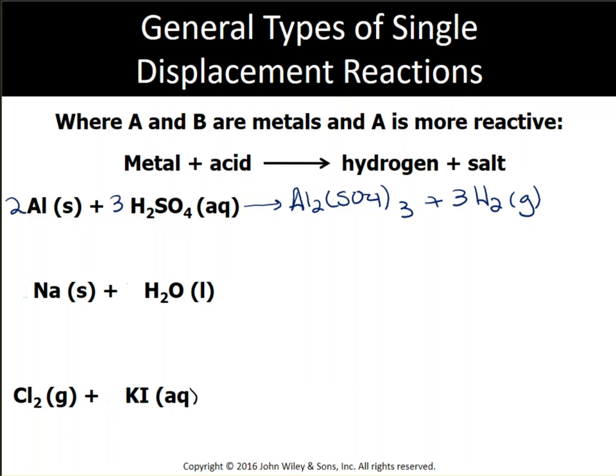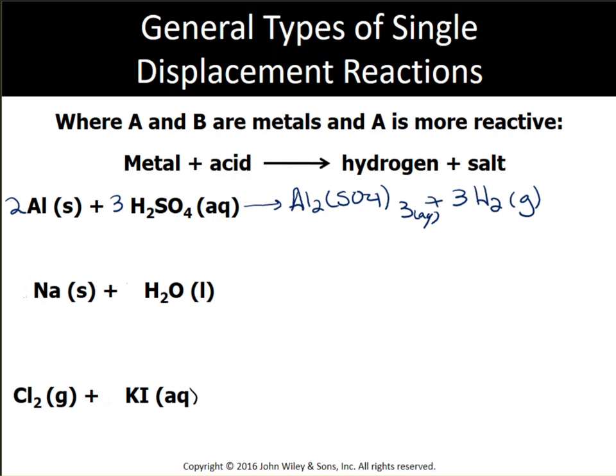Now in terms of physical state of aluminum sulfate, you refer to the solubility table. So you should be able to find this based on the sulfate. So all the sulfates are soluble except for some metal sulfates, and aluminum is not one of them. So this is going to be in aqueous solution.